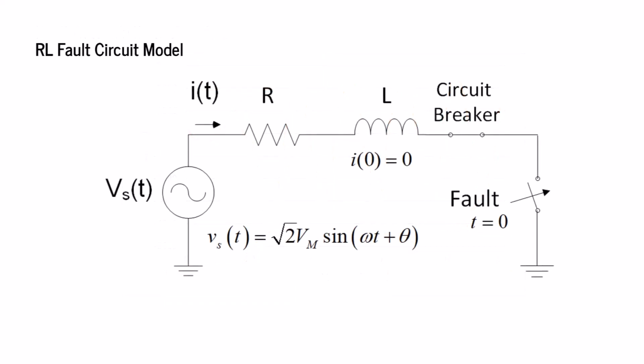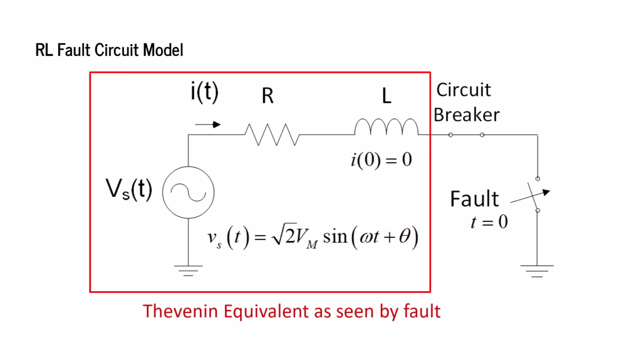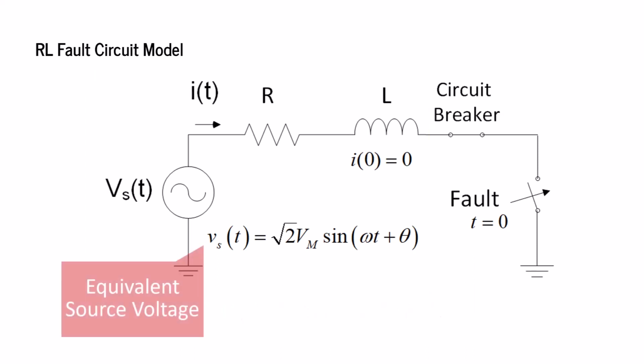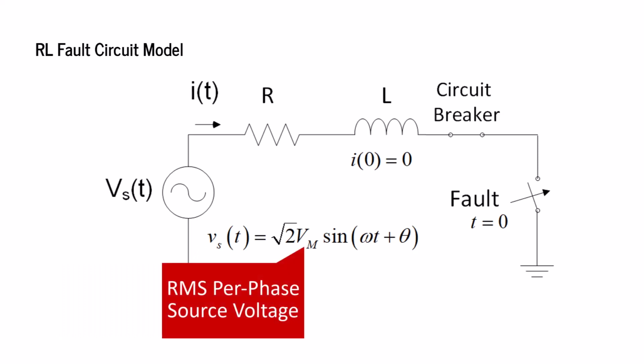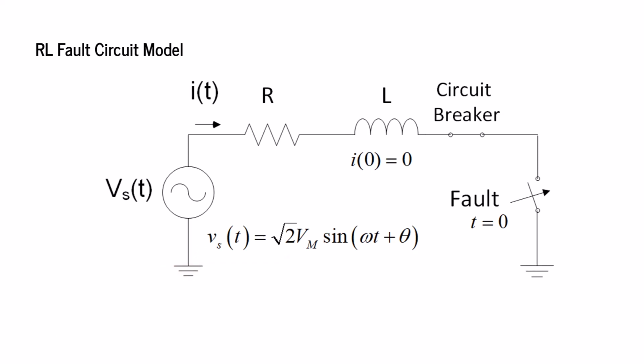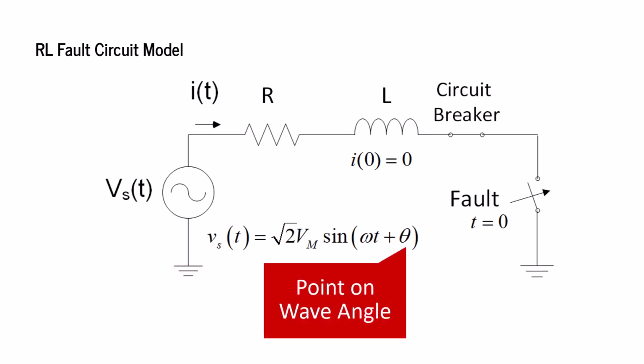The equivalent RL circuit model based on our fault scenario is shown here. Note that this calculation is based on a Thevenin equivalent circuit as seen from the point of the fault. We're going to have an equivalent voltage that corresponds to square root of 2 Vm sine omega t plus theta, where Vm is the per phase nominal voltage RMS magnitude, and theta is the point on wave angle for the fault, which we'll be talking about later.